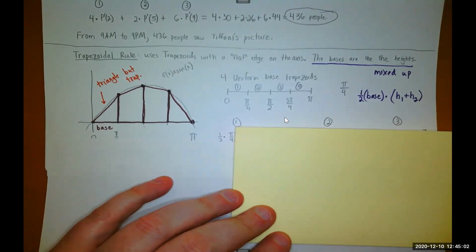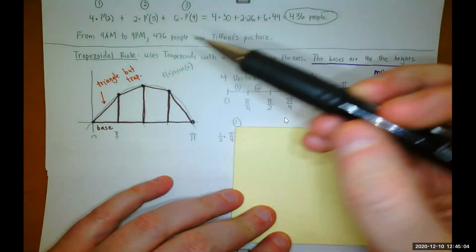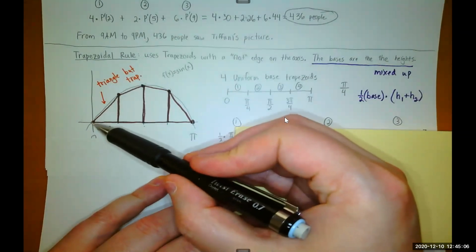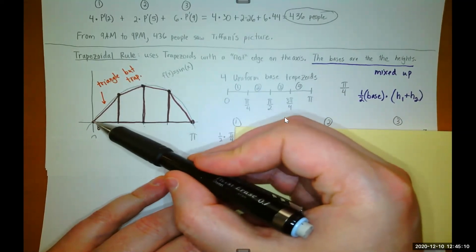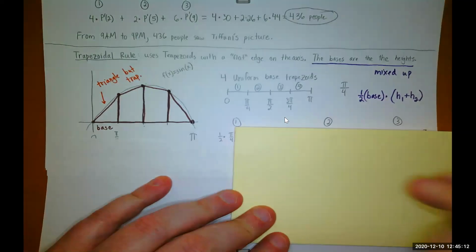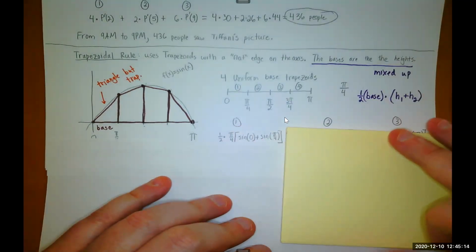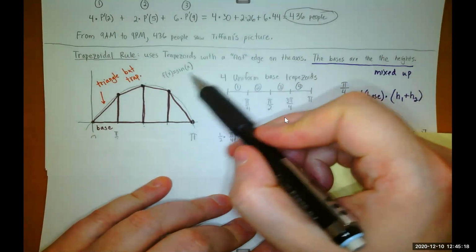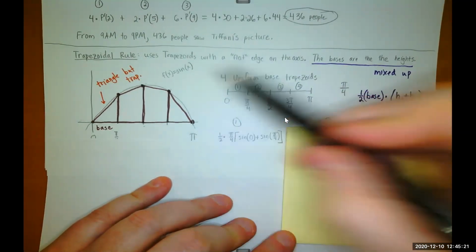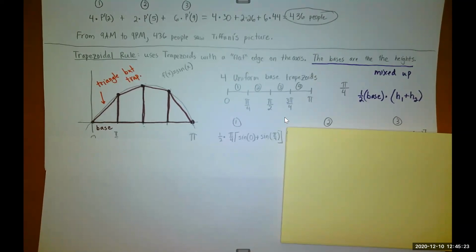Now, we've got to get the two heights. So how do we get the two heights? Well, those are the function values at the points. So I need the function value at the first point at 0 and the function value at the second point, pi over 4. Both of those go into the function formula right here. So we have the sine of 0 plus the sine of pi over 4. That is our first trapezoid.